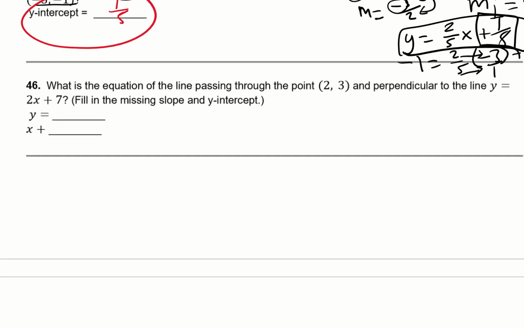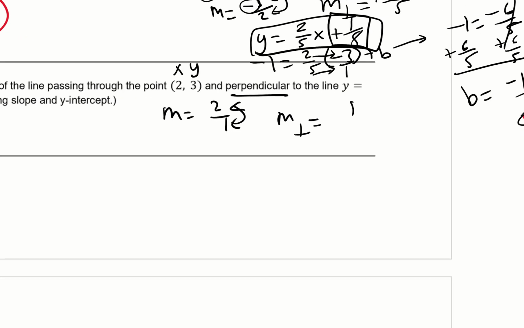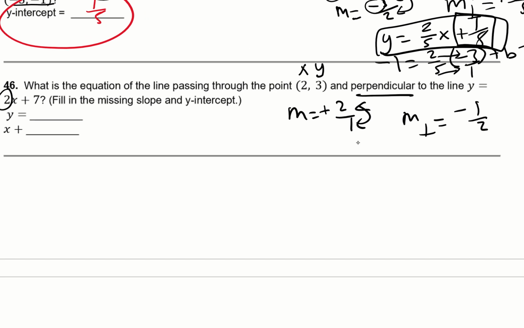What is the equation of the line passing through the point 2, 3, which is my x and y coordinates, perpendicular to 2x plus 7? So we have 2 as my slope, and then over an invisible 1. Now I'll flip it, do the reciprocal to get 1/2, change the sign from positive to negative, and that's my perpendicular slope. So we'll plug it into y equals mx plus b, plug in that slope there, and then we'll plug in our coordinates 2, 3.